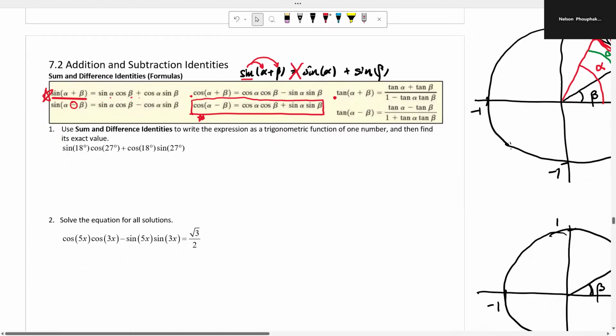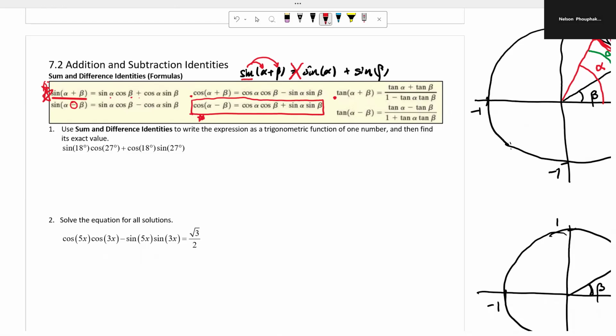Anyway, remember on the test, I will not test you on how to prove the identities. That means how to prove the sum and difference identities. Don't worry about this. But I would like you to know how to use the identities to help you work with the problems. Okay, so now let us start our first example.